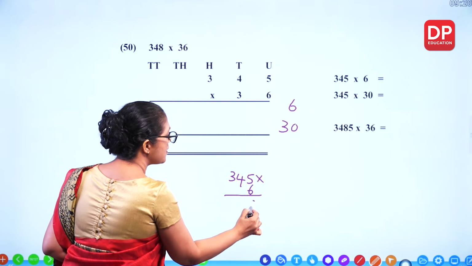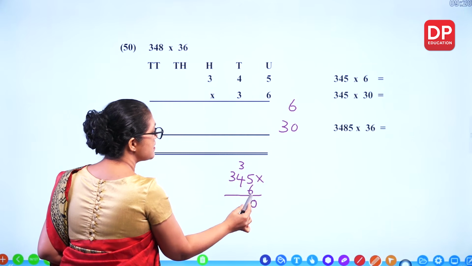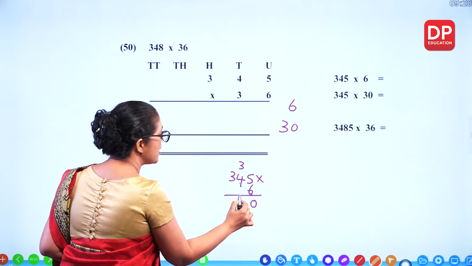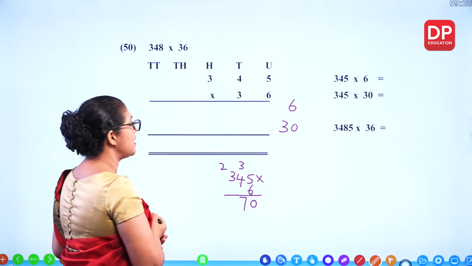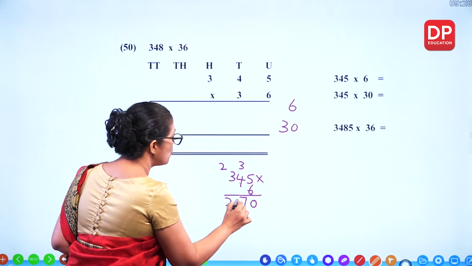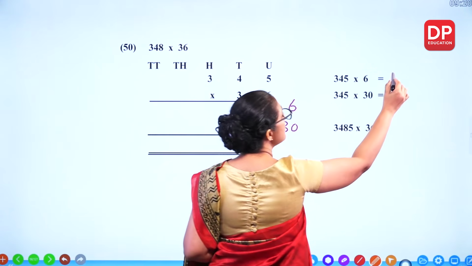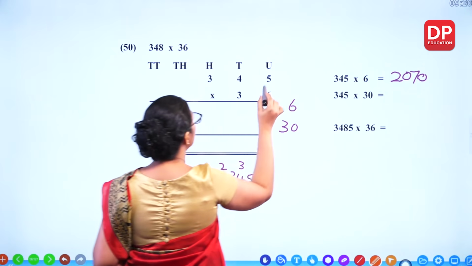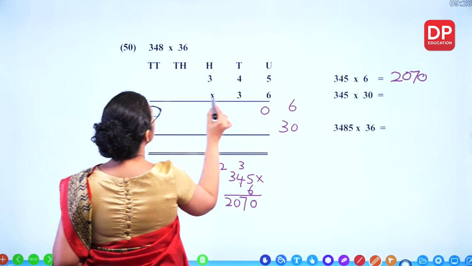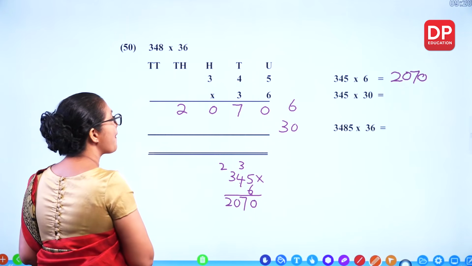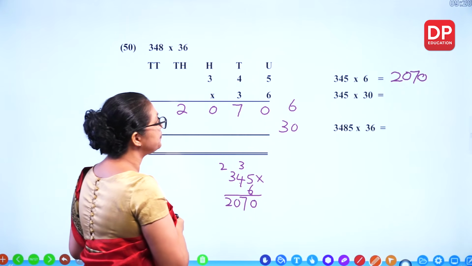6 times 5, 30. 3 remaining. 6 times 4, 24. 24 plus 3, 27. 2 remaining. 6 times 3, 18. 18 plus 2, 20. So 2070 there. So I can write 2070. Now multiply by 30.